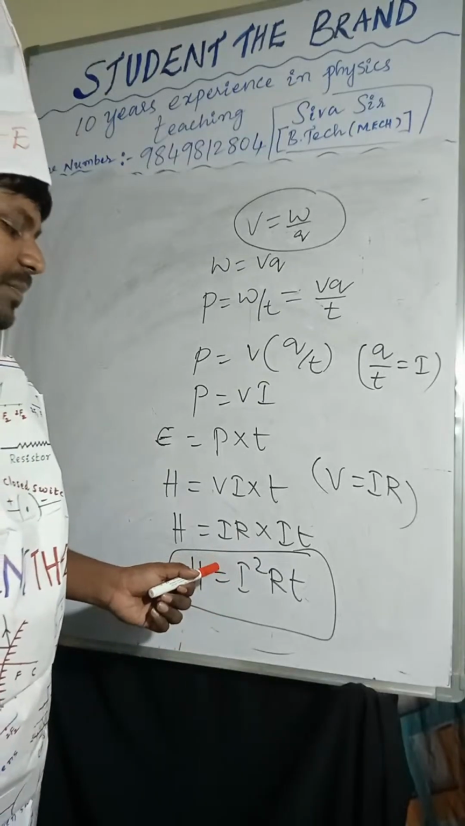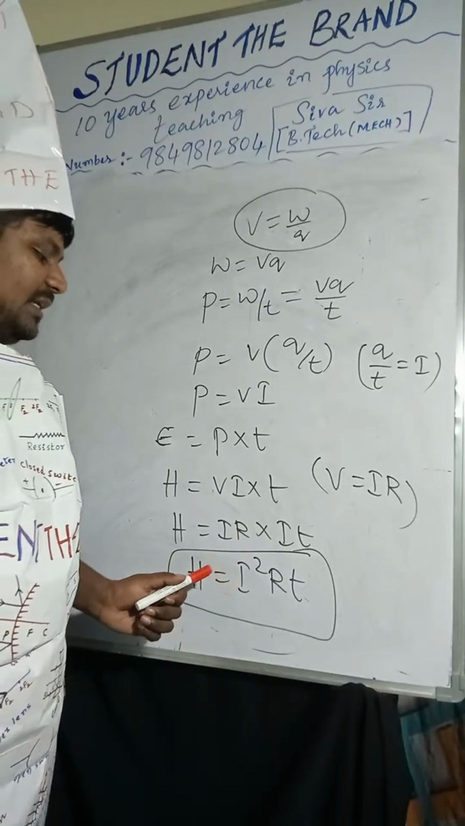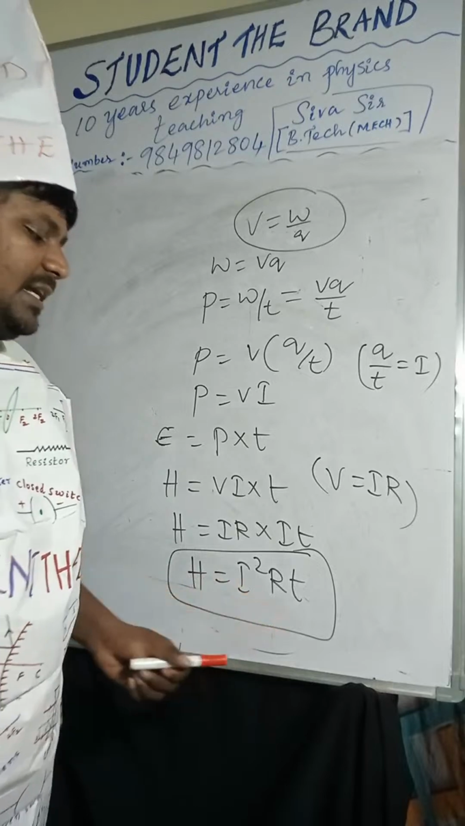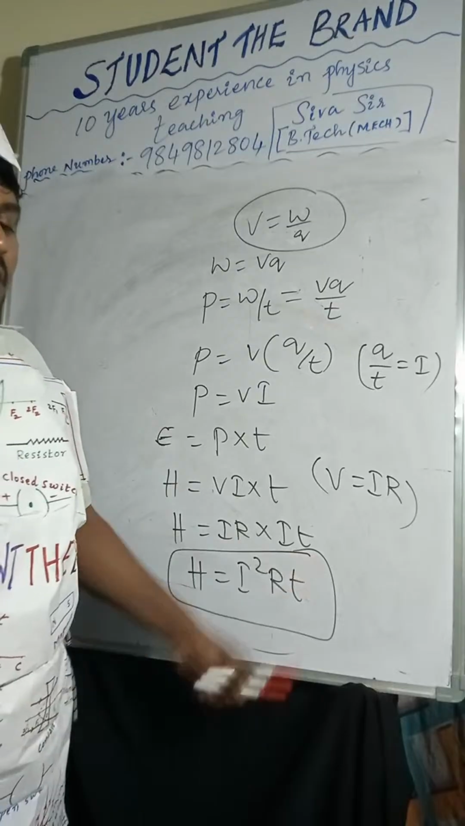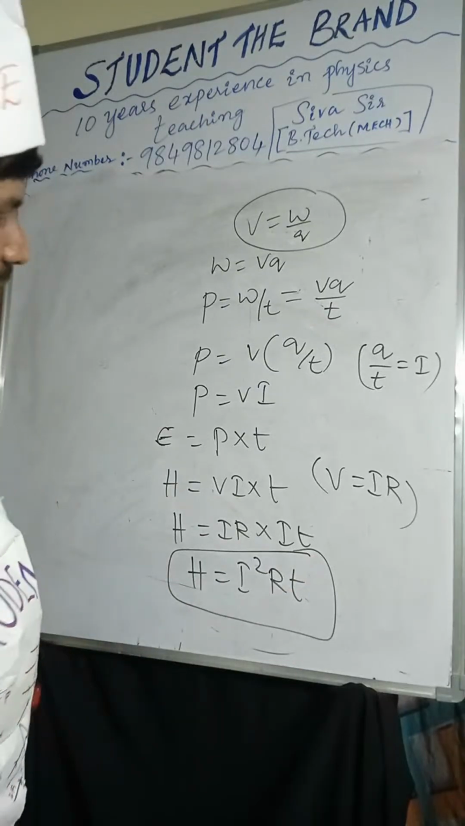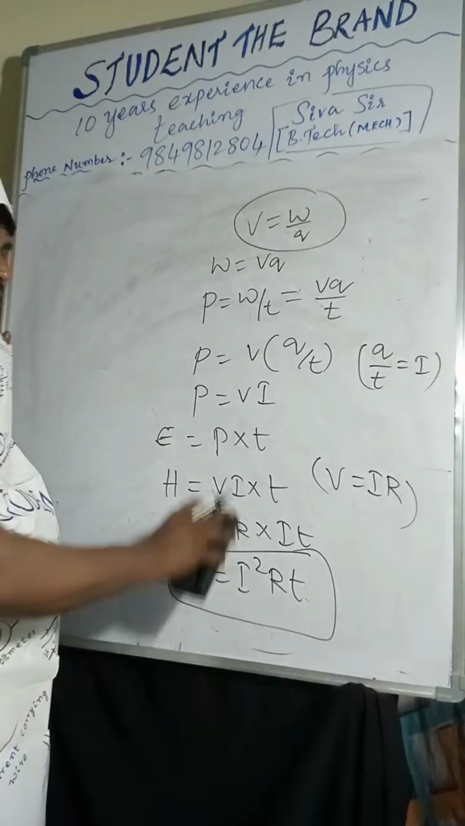H is directly proportional to square of current. H is directly proportional to resistance. H is directly proportional to time. So this is about the heating effect of electric current.